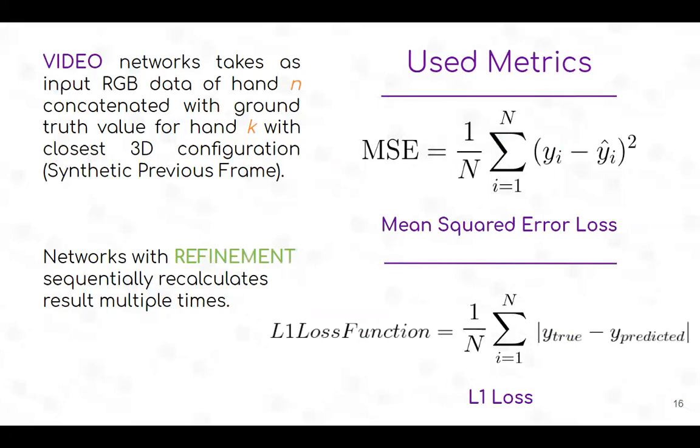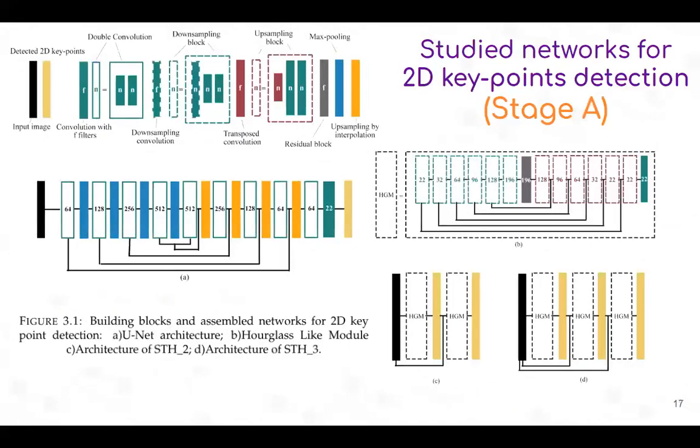The video approach is this: because there is no pre-recorded sequence with 3D annotations, for some random frame we choose a hand with similar 3D configuration based on annotation and use it as the previous frame of the video, and we pass the ground truth annotation to each network. This is for some other hand, not the one for which we're trying to predict 3D.